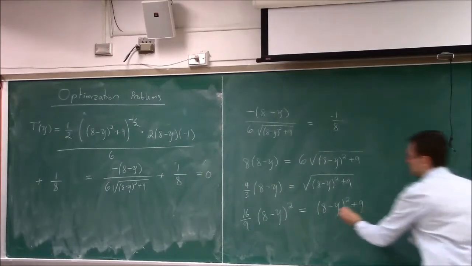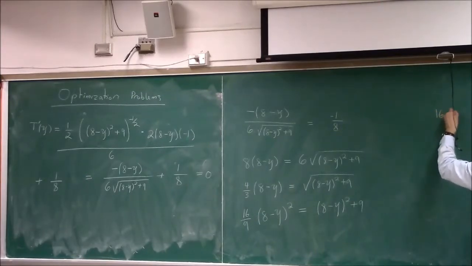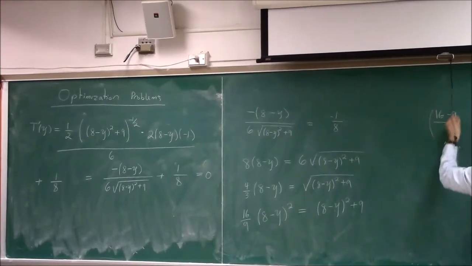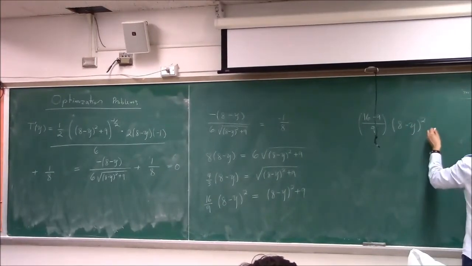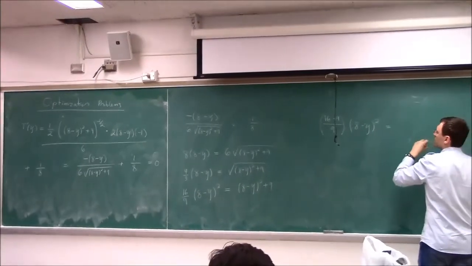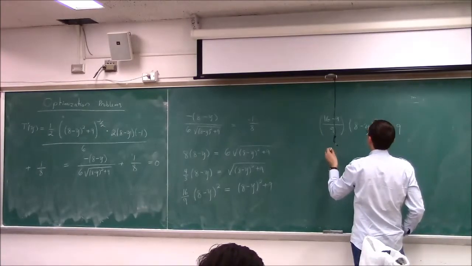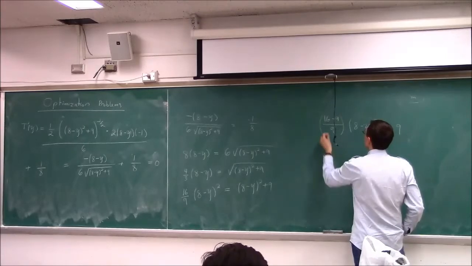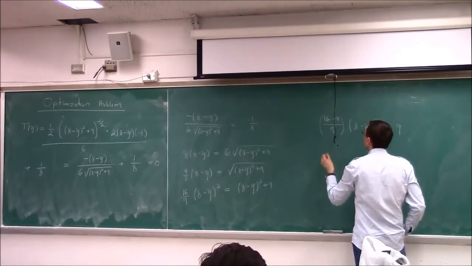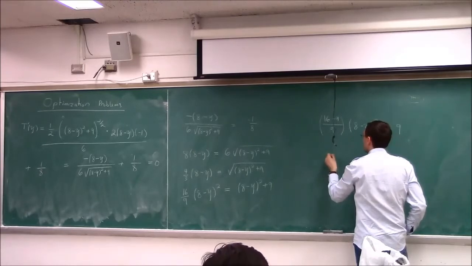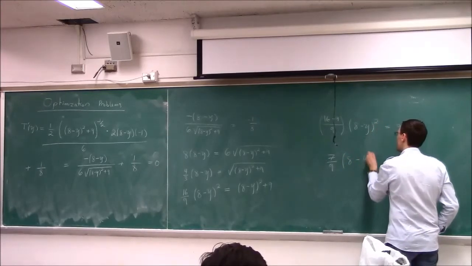And so I can move this across. So what we have is 16 minus 9 over 9 times (8 minus y) squared is equal to 9. What is it? This is 7 over 9, right? So 7 over 9 times (8 minus y) squared is 9.